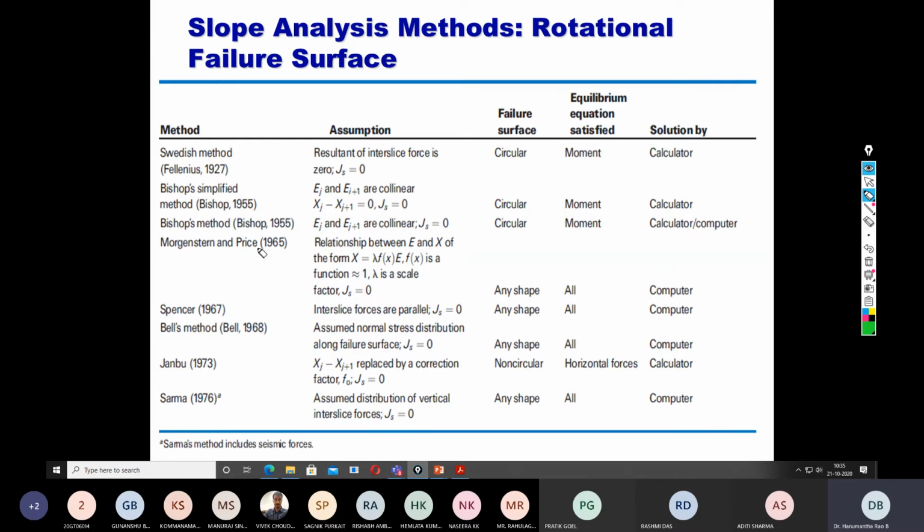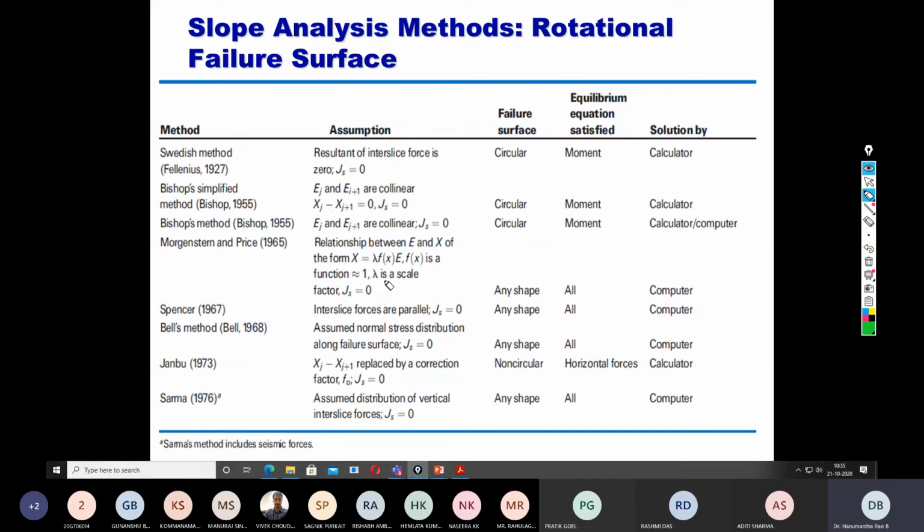And the Morgenstern-Price method has a relationship between E and X in the form of X is equal to lambda f of x into E. So this is a relationship between the normal force and the tangential force, related to the surface loading and scale factor.